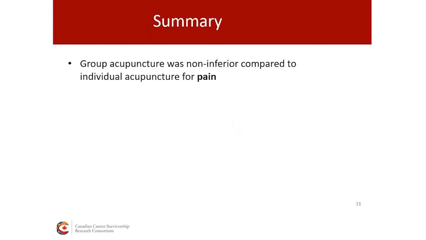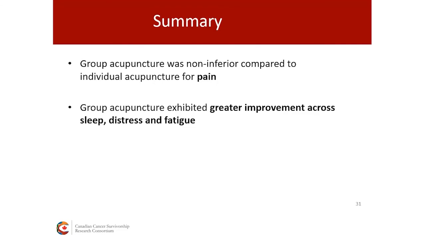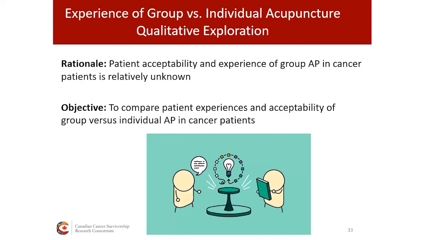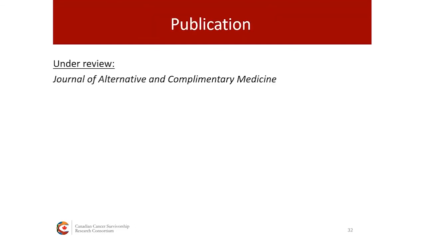So in summary, group acupuncture was non-inferior compared to individual acupuncture for pain. Group acupuncture exhibited greater improvement across sleep, distress, and fatigue. Group acupuncture was more cost-effective than individual acupuncture. This cost-effectiveness paper is currently under review in the Journal of Alternative and Complementary Medicine.